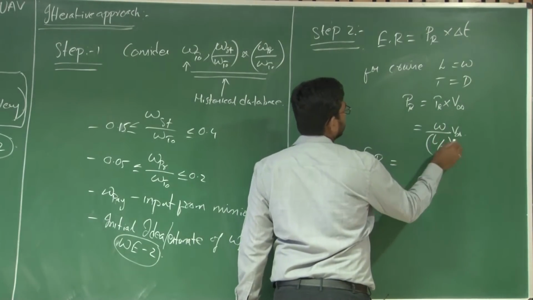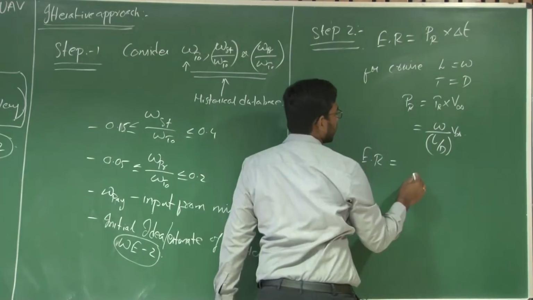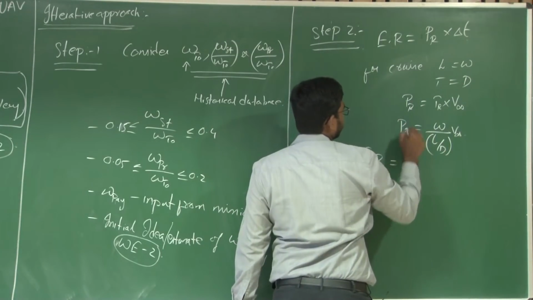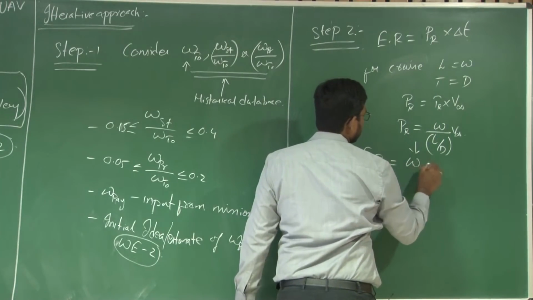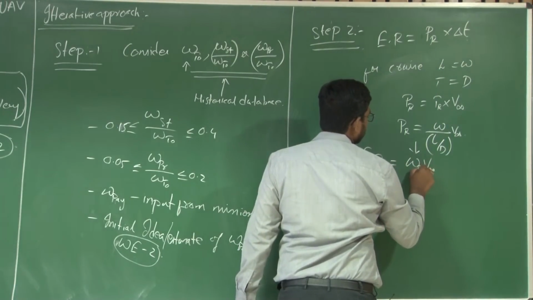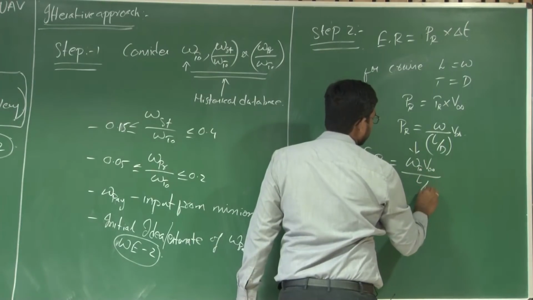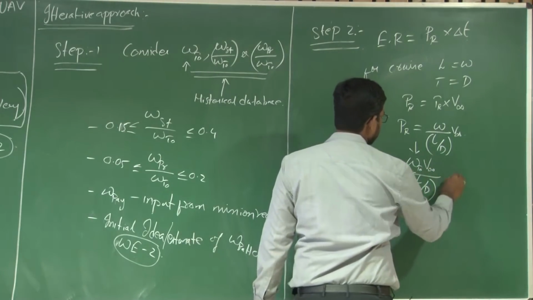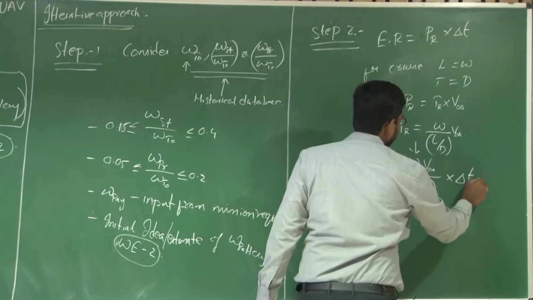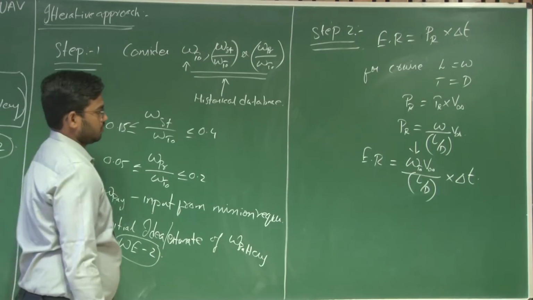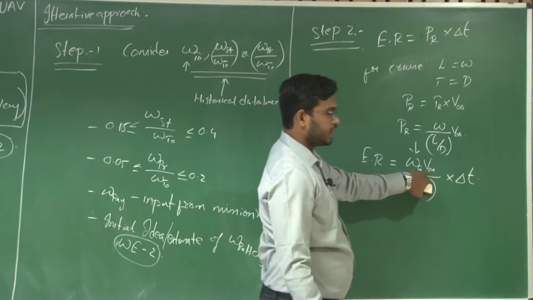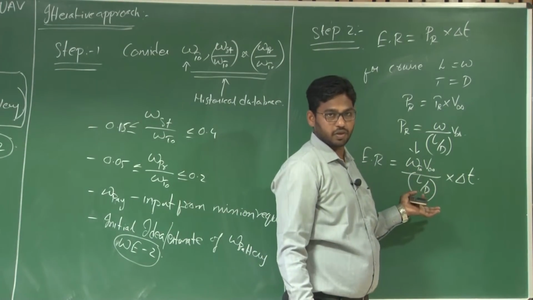So substitute this in the above energy required equation. Substitute this power required in the energy required equation to get the weight of the system, or the total takeoff weight, multiplied by V infinity into time of flight divided by L by D. So V infinity will be a part of the mission requirements.